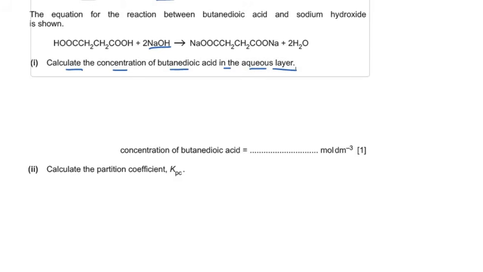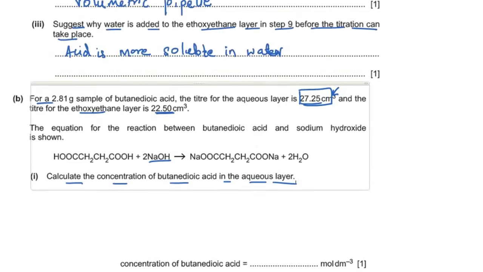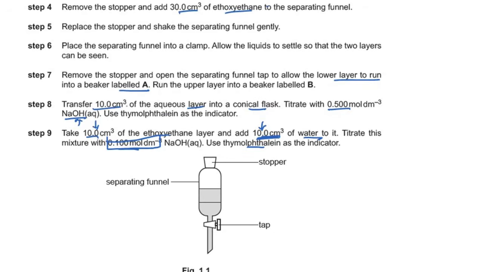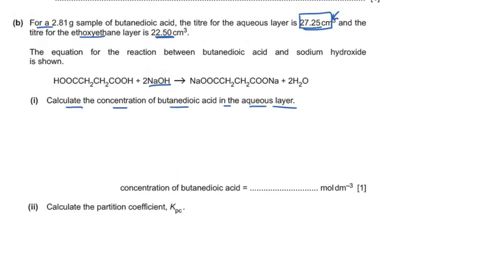Now the volume given here is 27.25 centimeter cube, and the concentration of NaOH which is used for the aqueous layer is 0.50 mole per dm cube. So the moles of NaOH can be calculated with the formula concentration multiplied by volume, so 0.500 multiplied by 27.25. This we are going to divide by 1000 because we need to convert 27.25 centimeter cube into dm cube. So here is the calculation and the answer is 0.0136 moles. That's the answer for the NaOH.